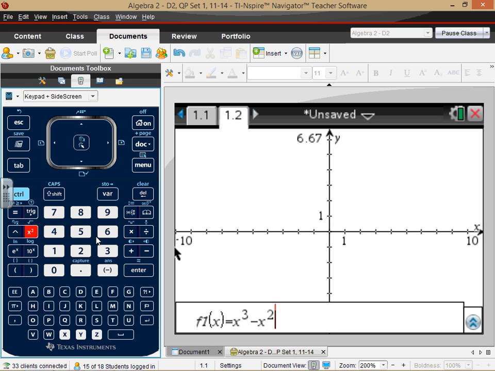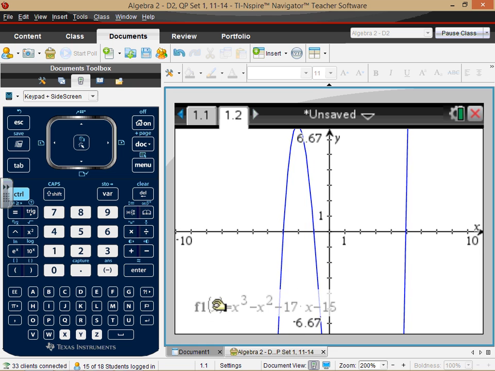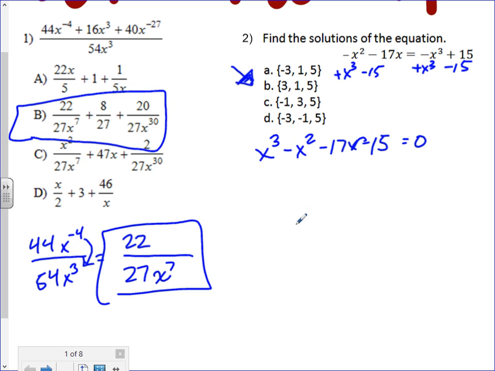Minus 17 is half. Minus 15. Minus 17? Minus 15. Minus 15? How do you know what the answers are? Where it crosses the x-axis. So -3, -1, and 5. -3, -1, and 5. D.